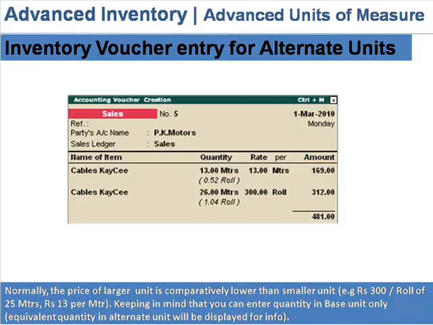Normally, the price of larger unit is comparatively lower than the smaller unit. For example, rupees 300 per roll of 25 meters, rupees 13 per meter.